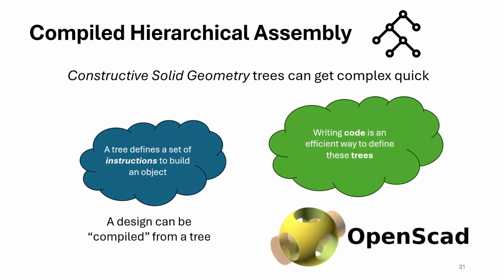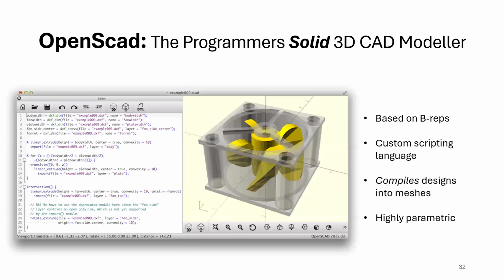We already know that tree structures are pretty easy to write in code and to create, and all of this led to the development of OpenSCAD, which defines itself as the programmer's solid 3D CAD modeler. This is an open source piece of software that's been around for a few years now. It's the result of a lot of people working on it. It provides a nice UI where on the left, we write some code, and on the right, we generate 3D models.